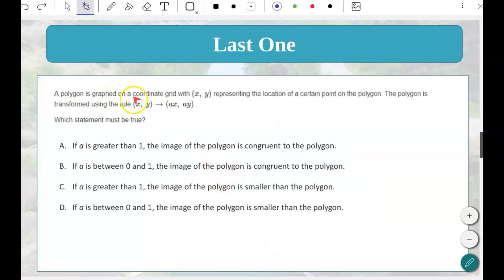All right, last one. So a polygon is graphed on a coordinate grid with x, y representing the location of a certain point on the polygon. The polygon is transformed using this rule. Because this just means that this is our scale factor. It multiplies the x value, multiplies the y value.